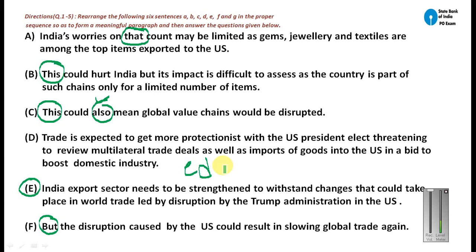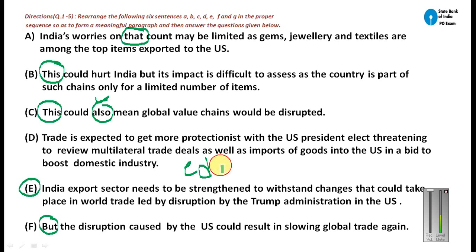India's worries on that count may be limited. Gems, jewelry and textiles are among the top items exported to the US. So even on these items he can put some kind of ban. So that is why there are worries for India, but the worries are limited.